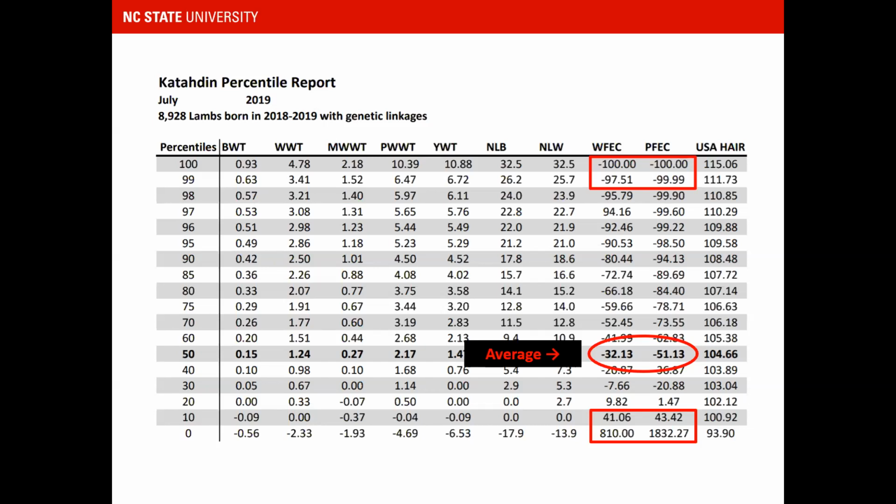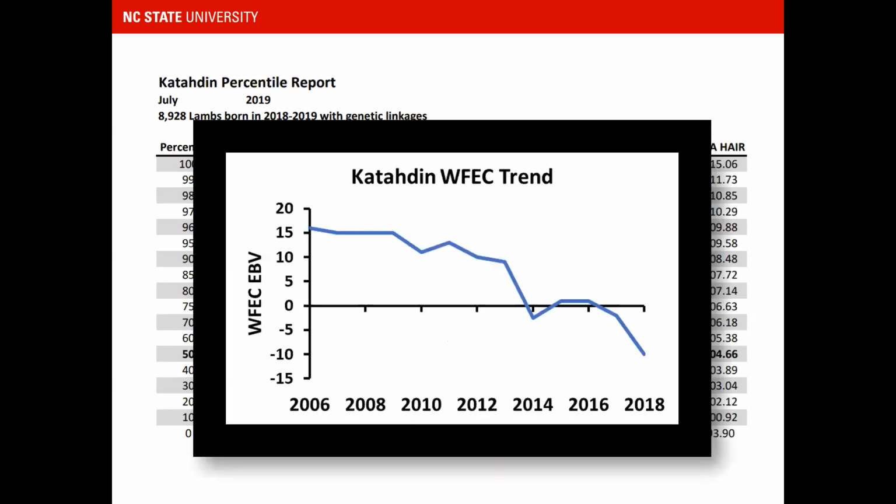The average sits right there between -30 and -50, depending on whether you're looking at weaning or post-weaning fecal egg count. So the Katahdin breed has made some progress in fecal egg count. You can see over the last 10 years or so, they've identified this as a trait that the breed considers important and a trait that many of the breeders want to select for and improve. And they've been able to make progress, and that progress has continued. And so it certainly can be done. It just takes measuring and a little bit of selection emphasis.